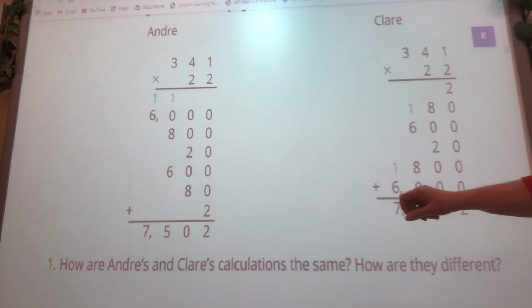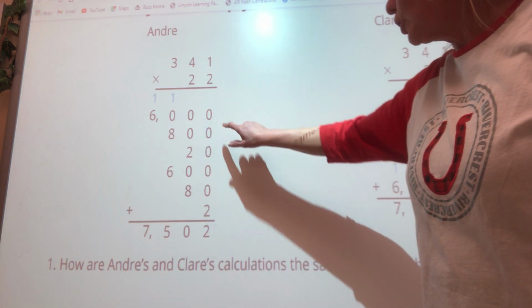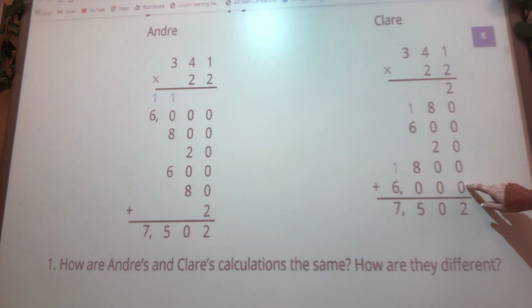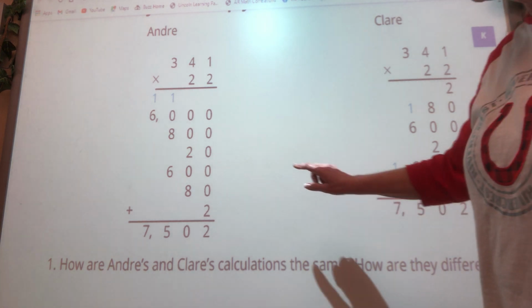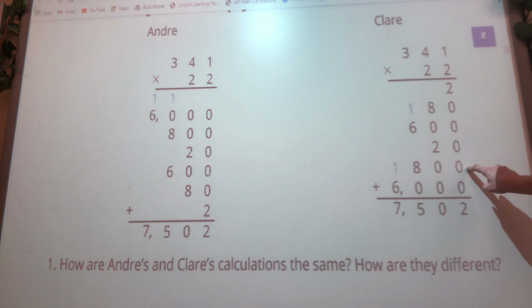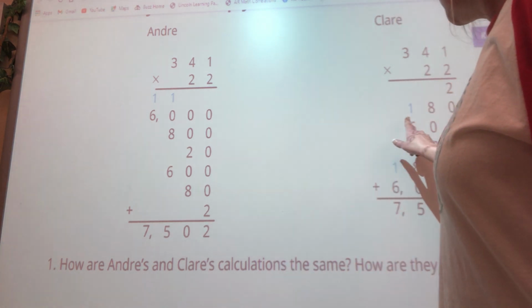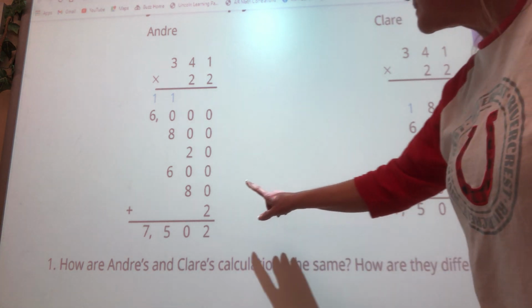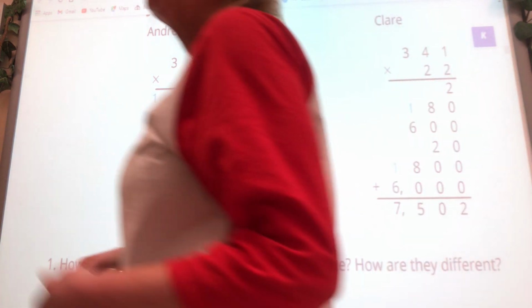Oh, look. Andre has 6,000 here, and Claire has it down here. But do they both have it? Yeah. And then Andre has 800 here, and Claire has it here, but they both have it. So if we keep comparing back and forth, then we see that they did the same calculations, they just did them in reverse order.